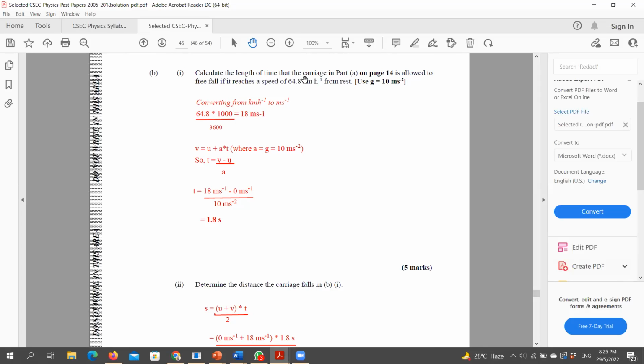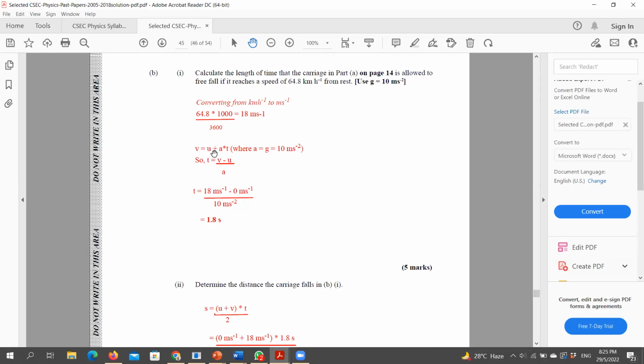Calculate the length of time that the carriage in part 2 is allowed to free fall if it reaches a speed of 64.8 kilometers per hour. So we have to change from kilometers per hour to meters per second. And we can do that by multiplying by 1,000 and then dividing by 3,600. So you'll get 18 meters per second.